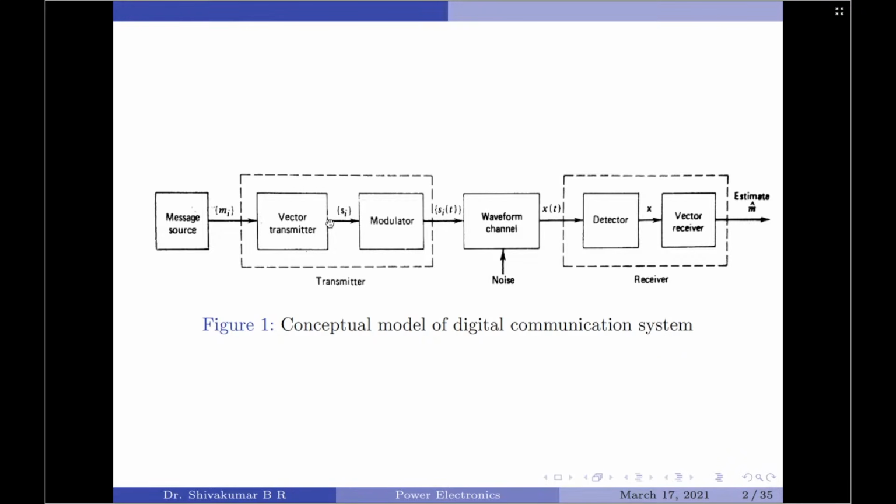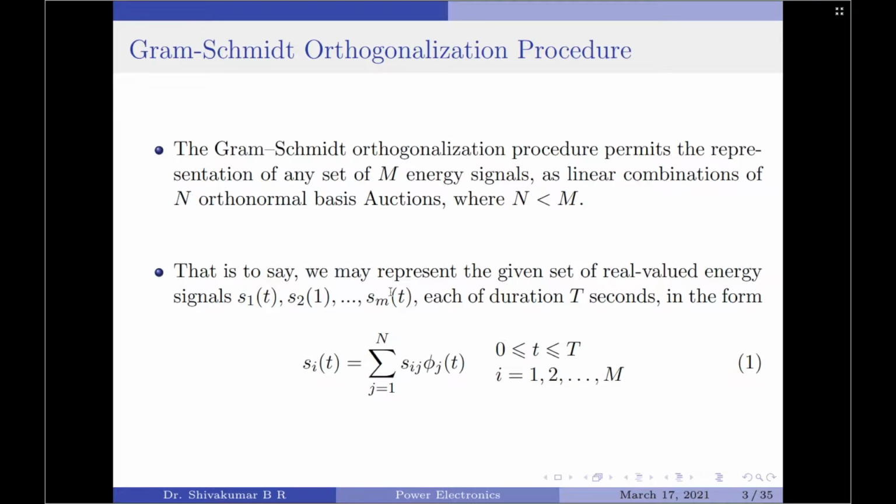To state, Gram-Schmidt orthogonalization procedure permits the representation of any capital M energy signals as a linear combination of capital N orthonormal basis functions, where N is either less than or equal to M. That is to say, we may represent the given set of real valued energy signals which are S1 of t, S2 of t, etc. till Sm of t, each of duration capital T seconds in the form Si of t equals summation j varying from 1 to capital N Sij into phi j of t, where t varies between 0 to capital T and i varies from 1 to capital M.